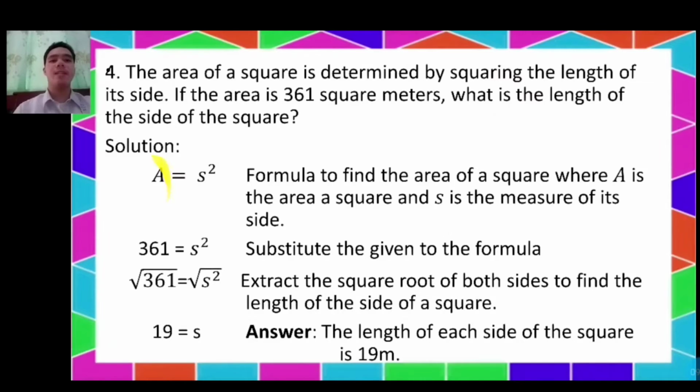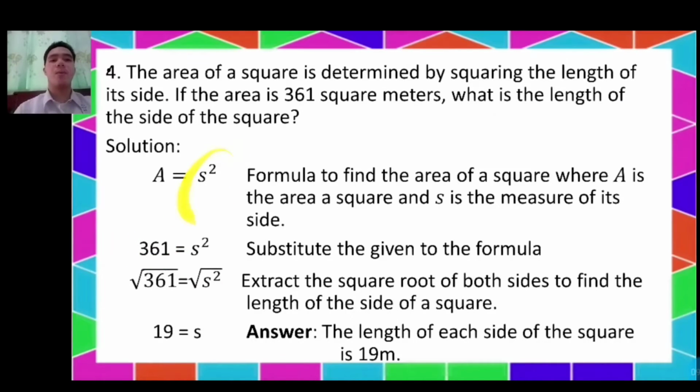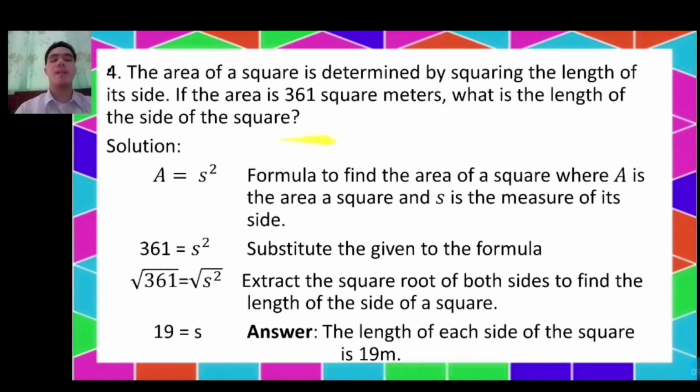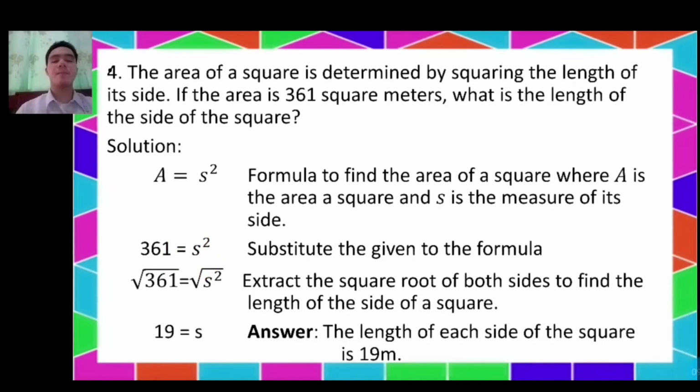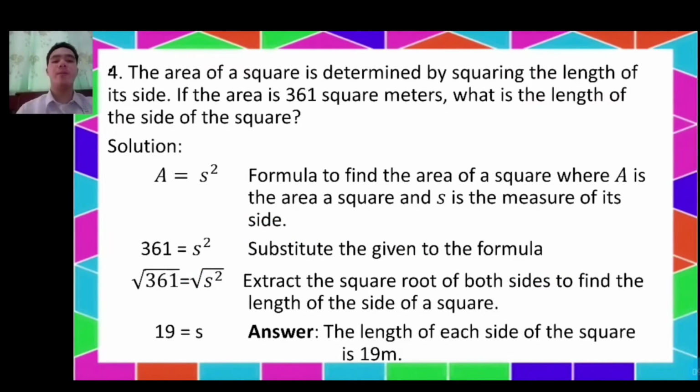So what is A, or the area? We have 361. Okay, so 361 equals S squared. Now, what is the length of the side of the square? So we have to look for the value of S. So 361 is equal to S squared. We substitute into the given formula. To find S, you have to take the square root of both sides, to eliminate the exponent.